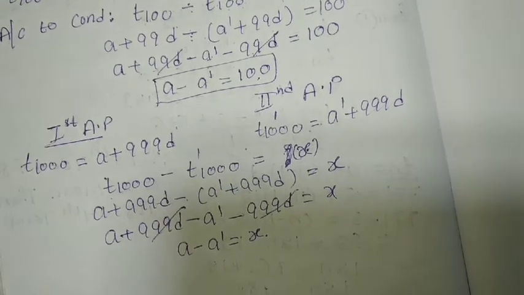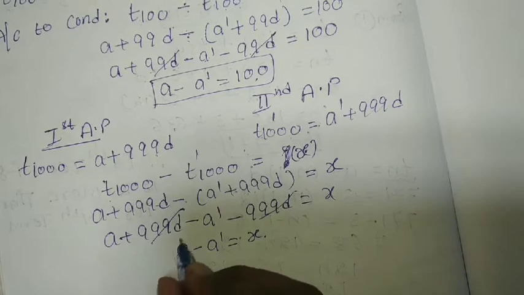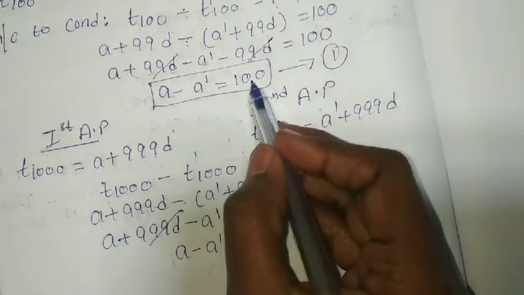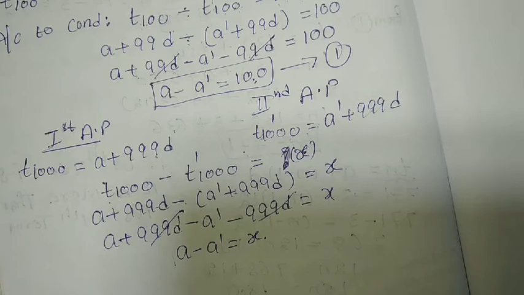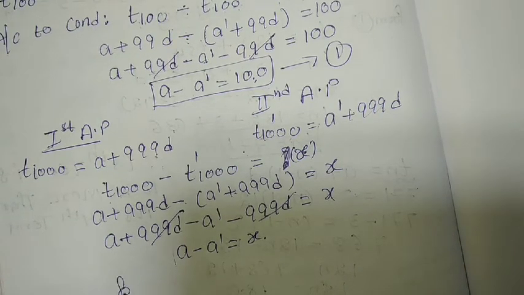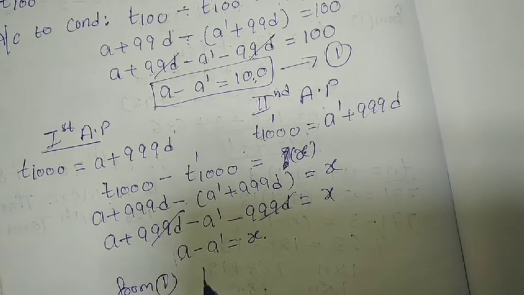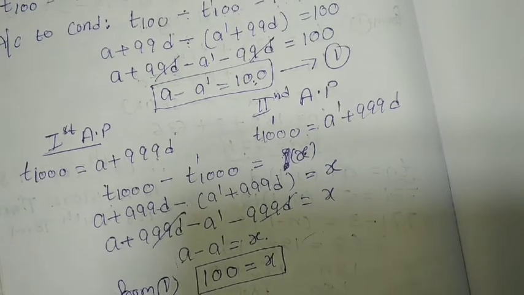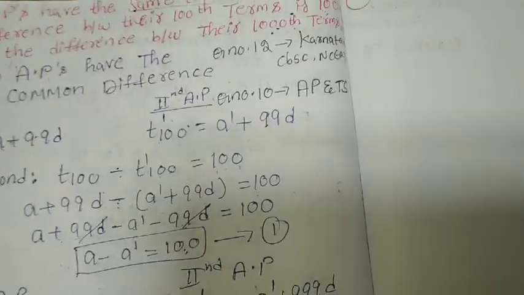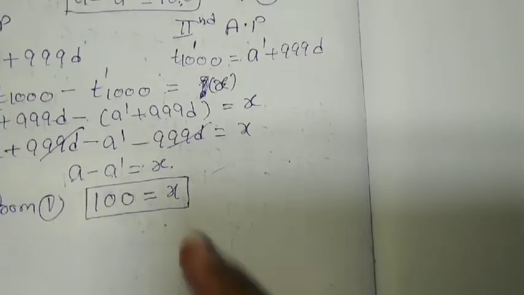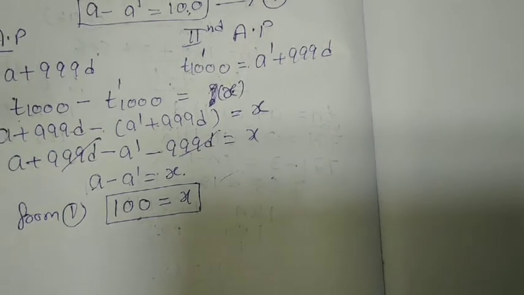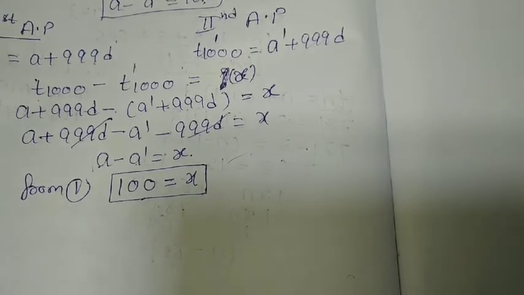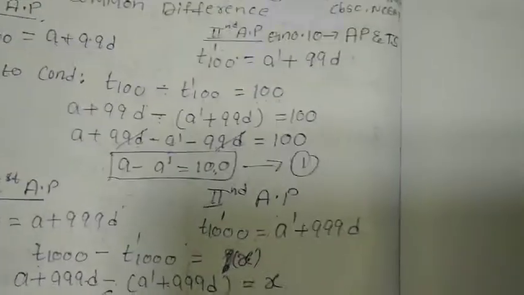Are you thinking like this? What is A minus A dash? Sorry, A minus A dash is 100, from the first condition. So A minus A dash is 100, equal to X. That means the difference between their 1000th terms is also 100 itself. There is no change. See the logic here. How is this question, guys? I hope you like this question.